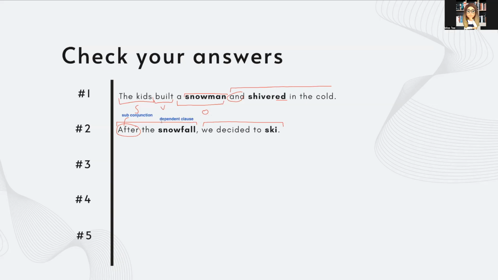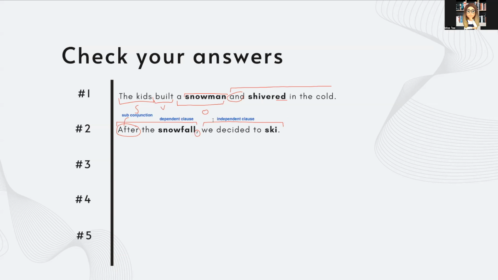So we're starting with the dependent clause. As soon as the dependent clause finishes, we do need a comma. The next thing we see, we decided to ski, is an independent clause. And so we just have to remember this comma because it's dependent first, independent second.